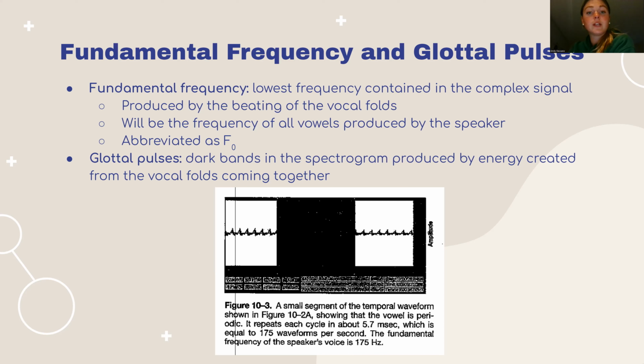And glottal pulses, I know I mentioned before, in the spectrogram you can see where there's a thickening, like thicker areas of the spectrogram. That's where there's more energy. And these dark bands that you can see in the spectrogram here are representing the glottal pulses, which are when the vocal folds are actually coming together. There's a lot more energy when they actually hit each other. So you see that represented by the thickening of the lines in the spectrogram.